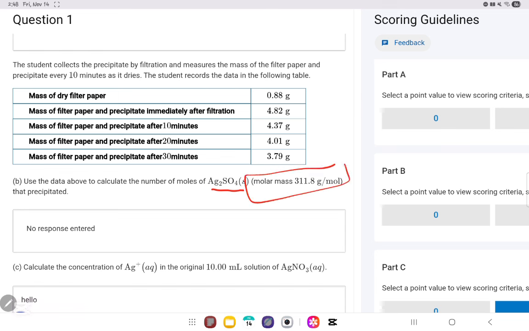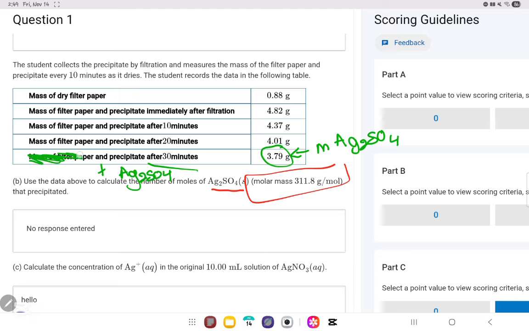So they told us, the student, what did he do? He kept on heating and filtering until he got the mass of the filter paper and the precipitate after 30 minutes, right? Now from this, he got the very last mass, after 30 minutes, to be 3.79 grams. So is this the mass of Ag2SO4? No, it's wrong. Why? Because it's the mass of the filter paper and the precipitate.